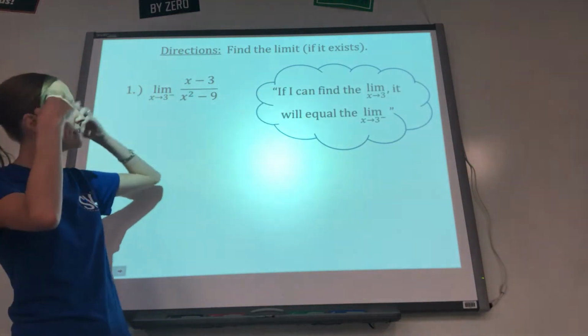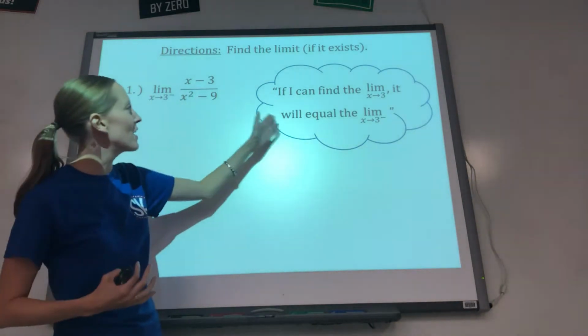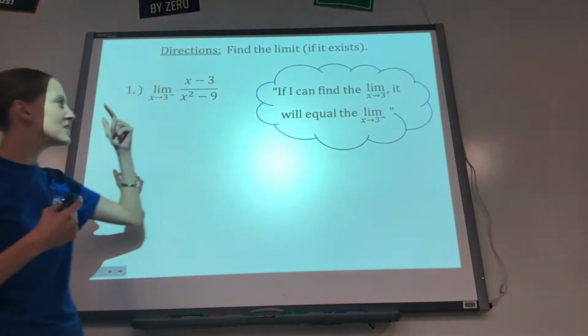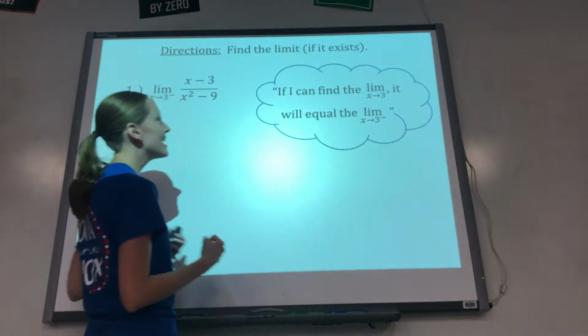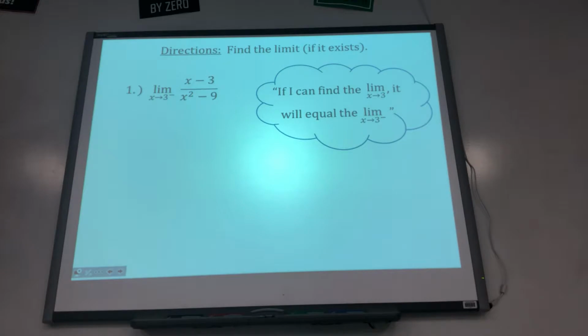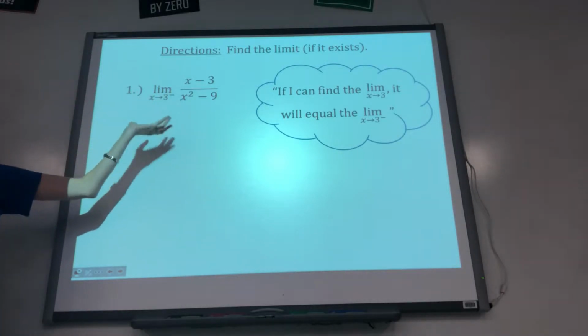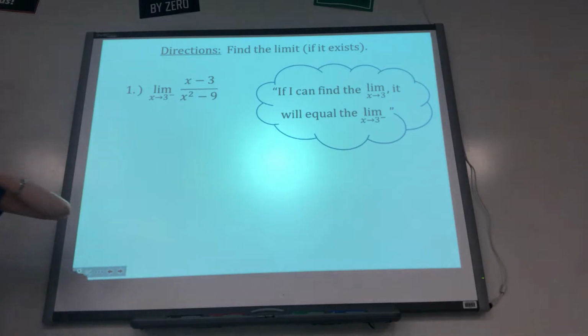So I've kind of written that out. This is like a bubble here because this is what I'm thinking in my brain. If you want to write this down, it might be helpful. This is what I'm saying to myself. If I can find the limit just as x approaches 3 from both sides, there's no plus or minus with that, from both sides, it will equal the limit as x approaches 3 from the left. And this is also how I would do it if it was coming from the right. Doesn't really matter. If you can just find the limit in general, then it should equal the limit from one of the sides.